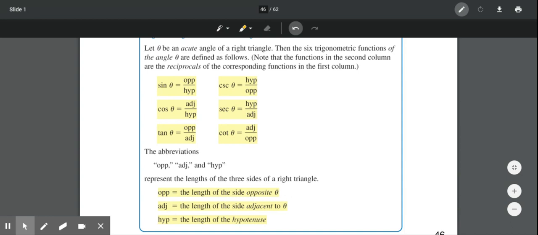The cosecant, if you notice, these two are related because your cosecant is just the reciprocal of the sine. So if you know the ratio for sine, you can use its reciprocal to find the ratio for cosecant. Cosine is adjacent over hypotenuse, which means that secant is its reciprocal, so hypotenuse over adjacent, and tangent is opposite over adjacent, so cotangent is adjacent over opposite.